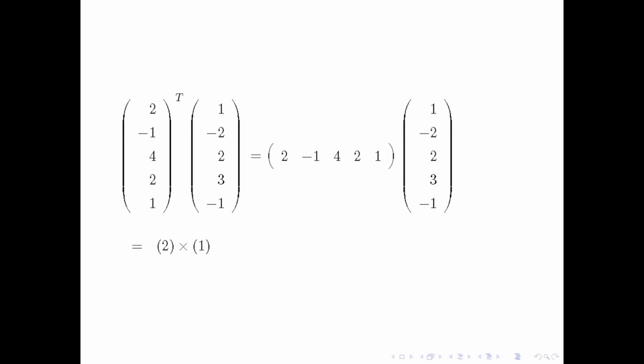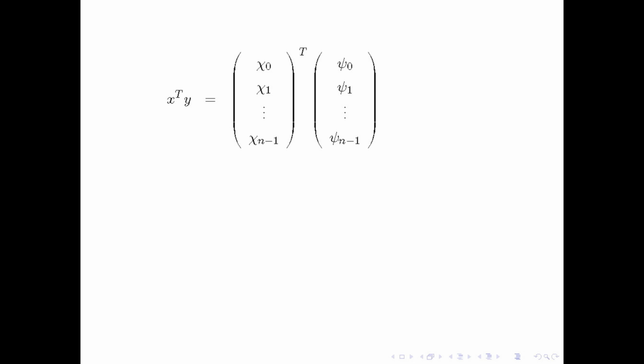Let's start with a concrete example. We will compute the dot product of two vectors of length 5. Now, computing the dot product of two vectors is the same as multiplying a row vector, that is the transposed first vector, times the second vector. We multiply the first pair of components together, then add the product of the second two components, and so forth.